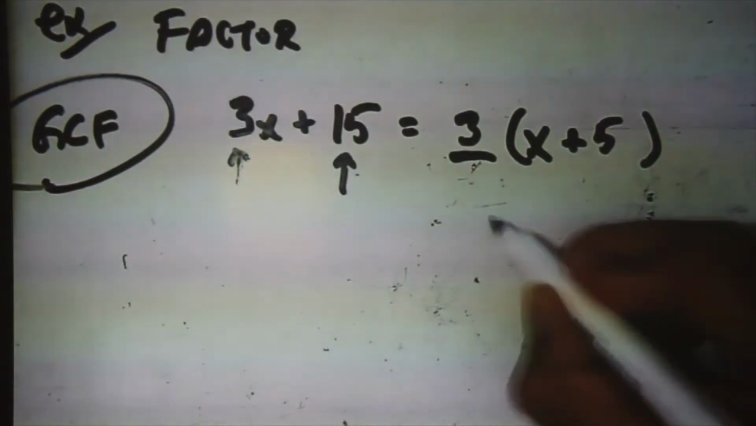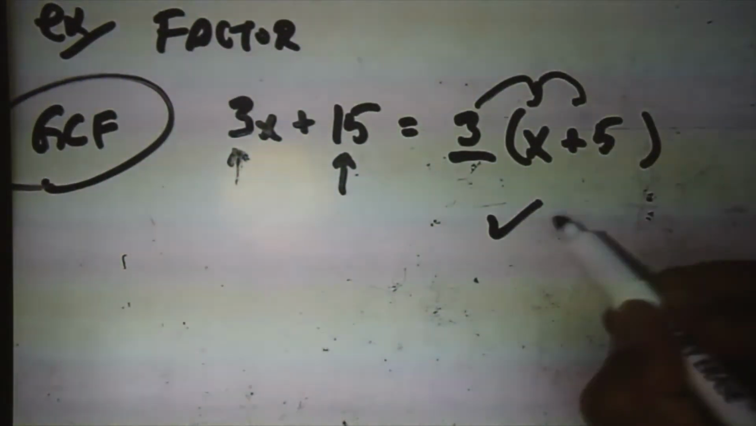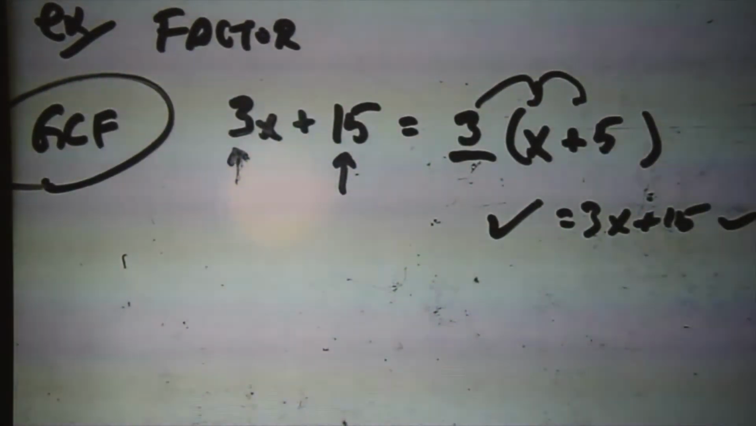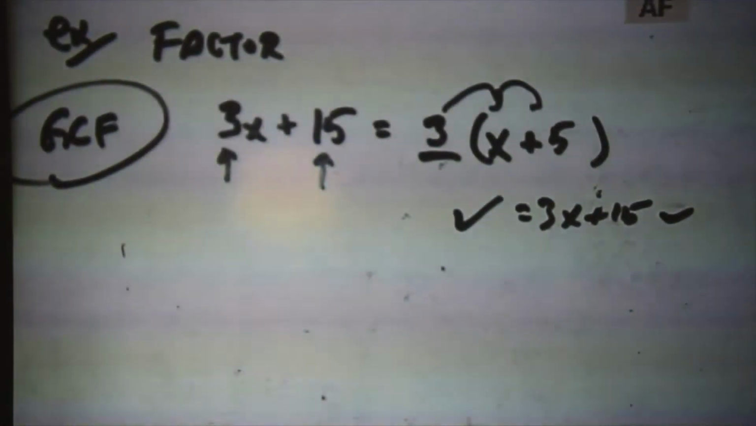So the way you can check if this is the correct answer, well, if you distribute, you get 3x plus 15, which was what we got originally as the original problem. So yes, that is the correct factored form of the expression.